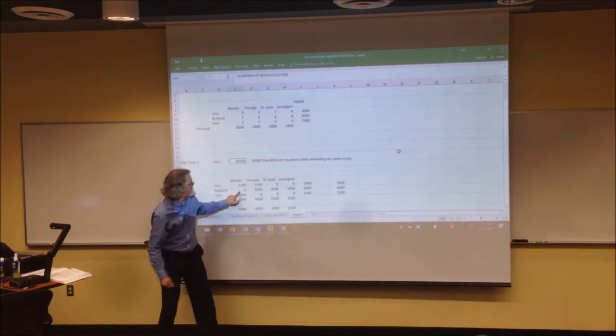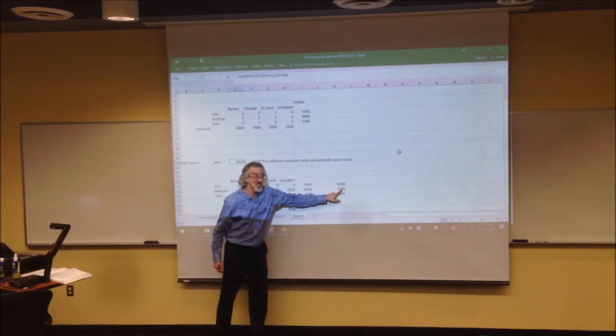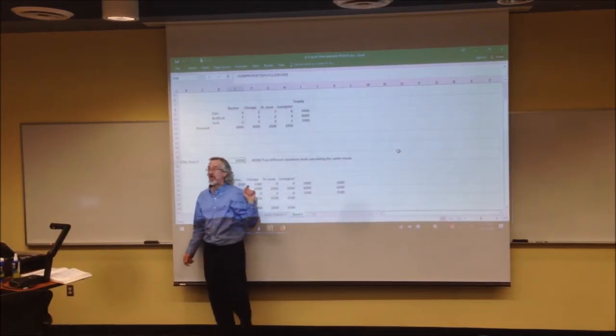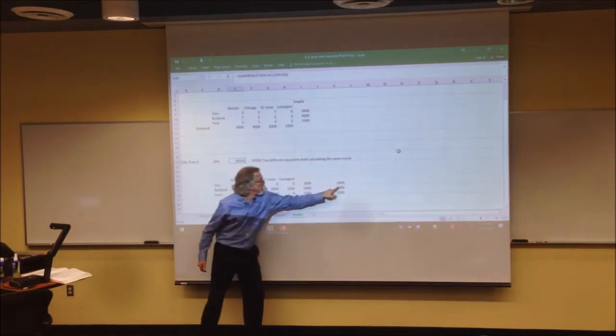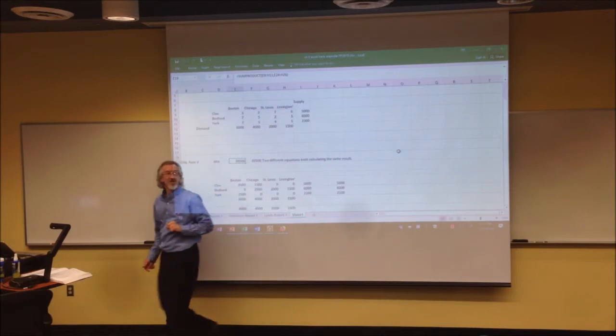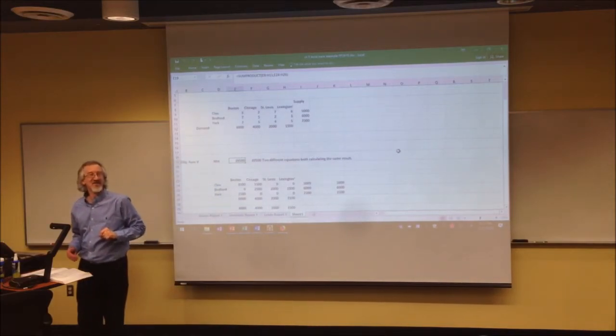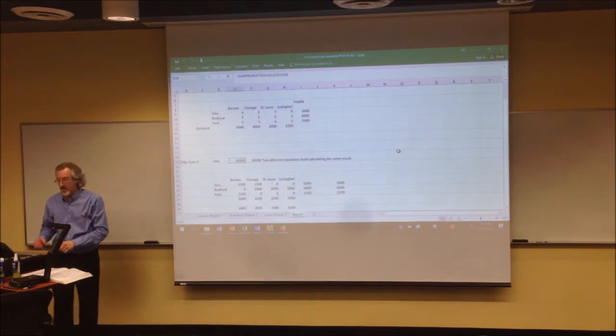6,000. Yeah, the amount being shipped from Bedford is 6,000. The capacity is 6,000. There's no slack or surplus there. And by the way, if there were a difference here, would it be slack or surplus? Slack. Why? Because the original constraint was less than or equal. It's got to be slack if there's a difference at all.